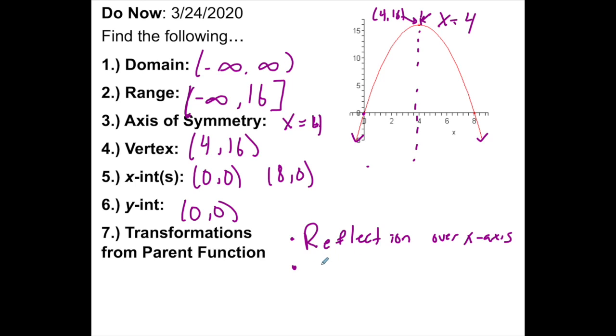Then I'm going to do a translation. I'm going to move right by 4 and up by 16 to get from a vertex of (0, 0) to a vertex of (4, 16). So the reflection points it down, and the translation shifts the vertex around. And so we could confirm that the a value is still 1. I was able to confirm that just now using what I know about quadratics, but it's okay if you don't.